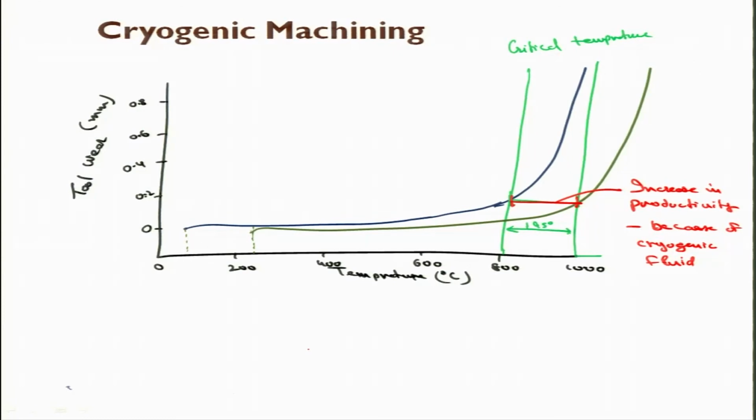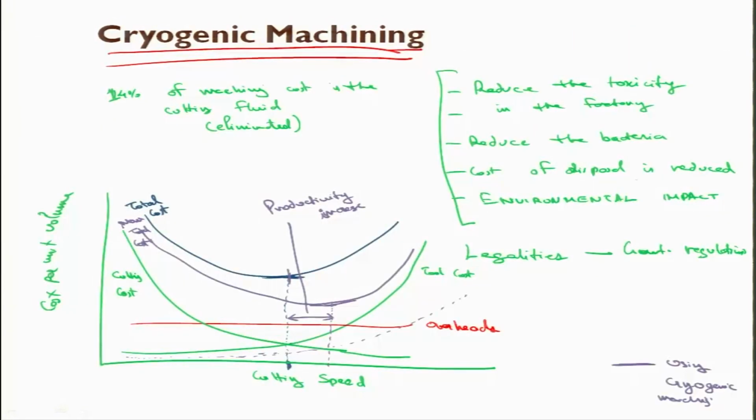So, what does cryogenic engineering do? It eliminates the conventional coolants, toxicity is reduced, bacteria is also reduced, an oily environment is not there, and the cost of disposal is also not very high, because nitrogen is a gas that is very much volatile. So, the cost of disposal here is negligible, that is, it is close to 0.